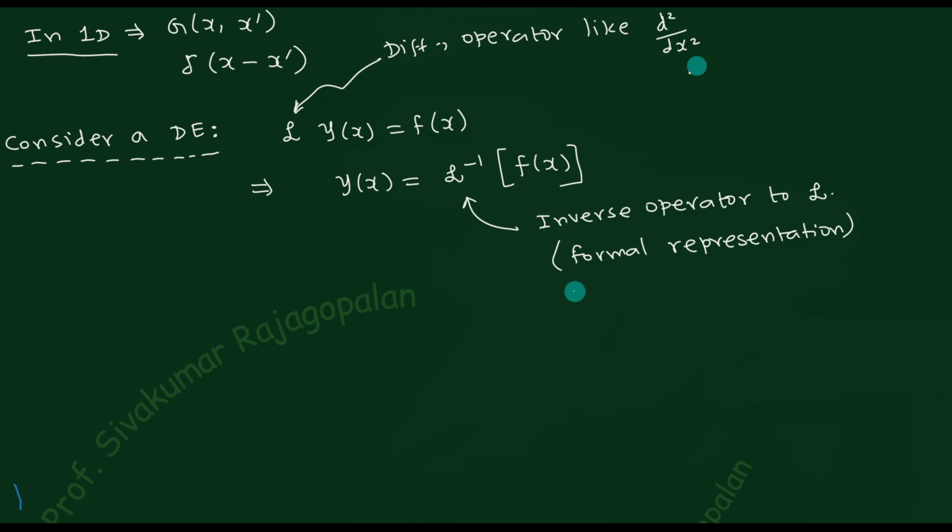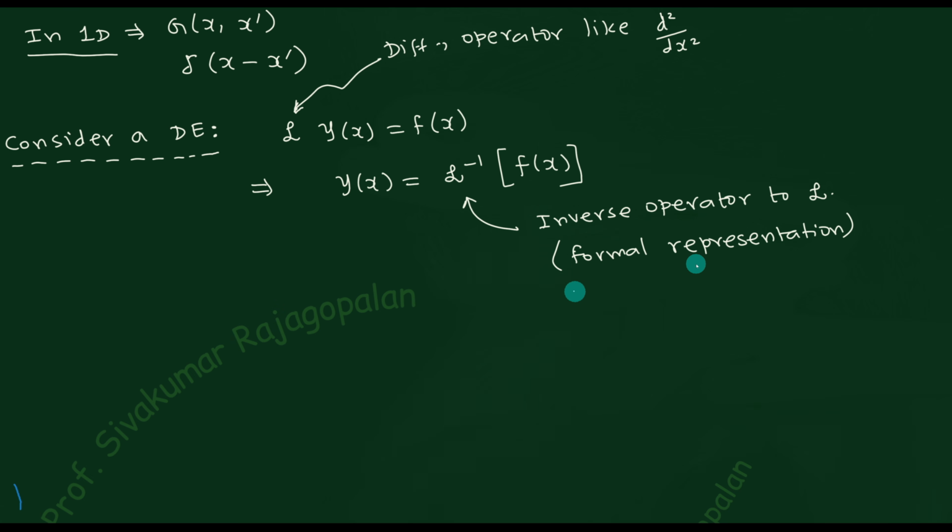How can you write the expression for the inverse operator? There is no way to write down the inverse operator. So this point should be clear. What is the inverse operator to d square by dx square? There is no way to write it down. When such a situation happens, you still write down the L inverse like this. That is called formal representation.